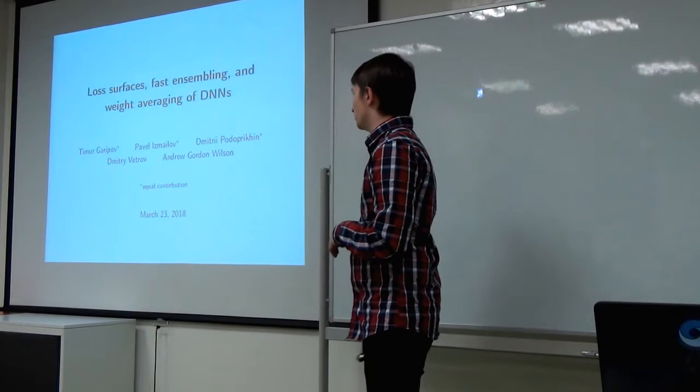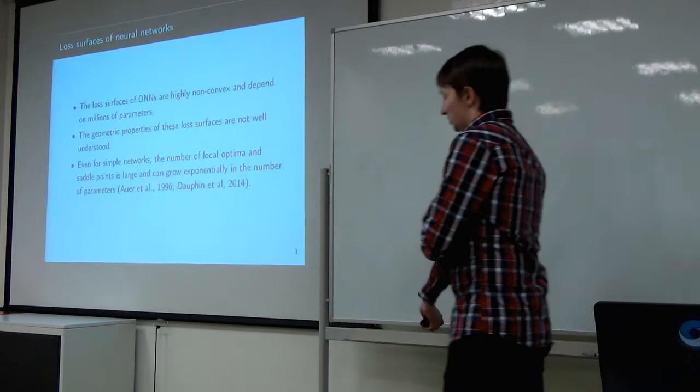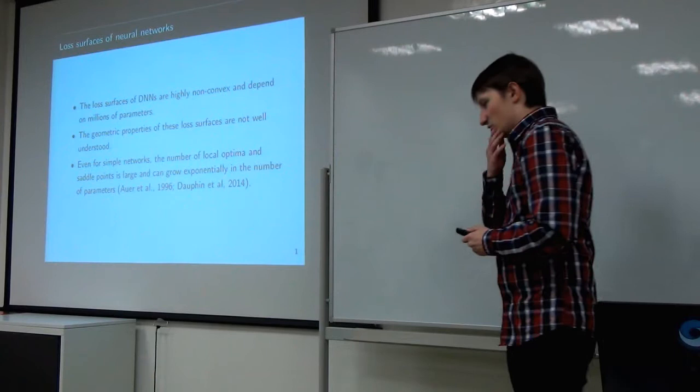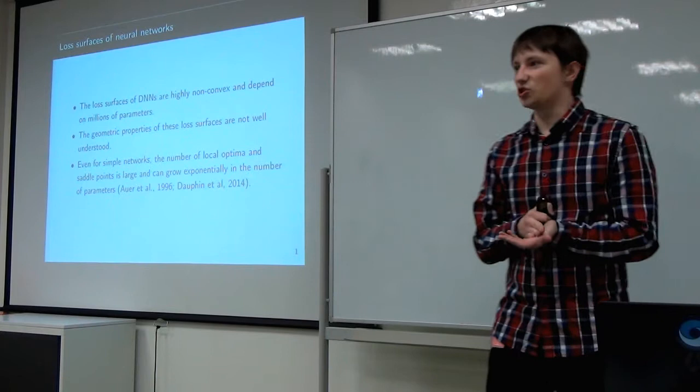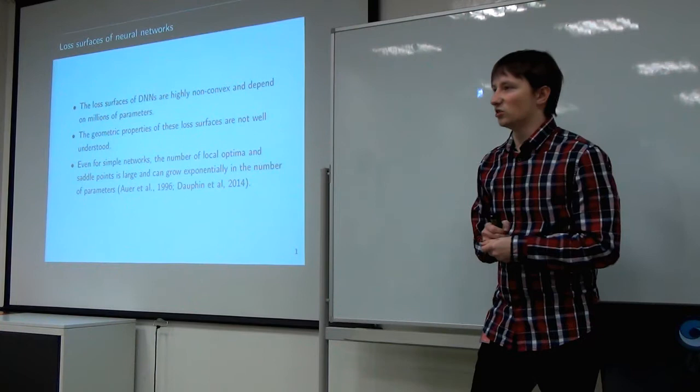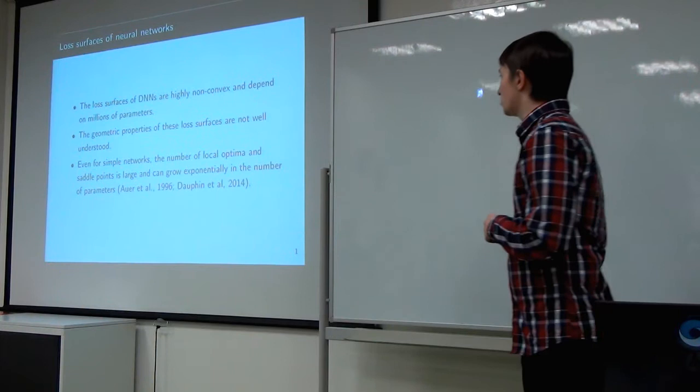So let's start with the loss surfaces of deep neural networks. And let's think, what do we know about these surfaces? To be honest, we don't know very much. The main problem with the research on this topic is that neural networks depend on millions of parameters, so we work in an extremely high dimensional space and it is quite hard to obtain some meaningful results there.